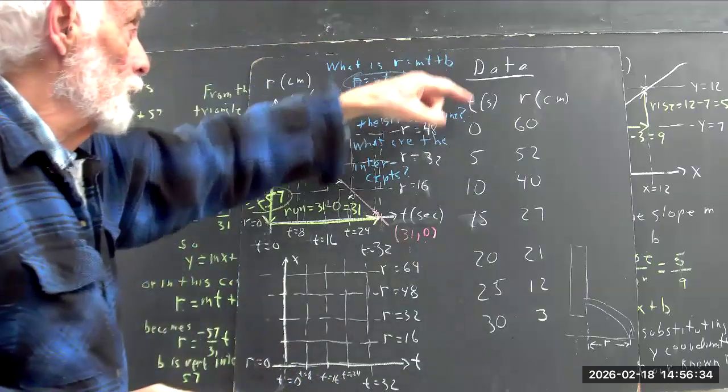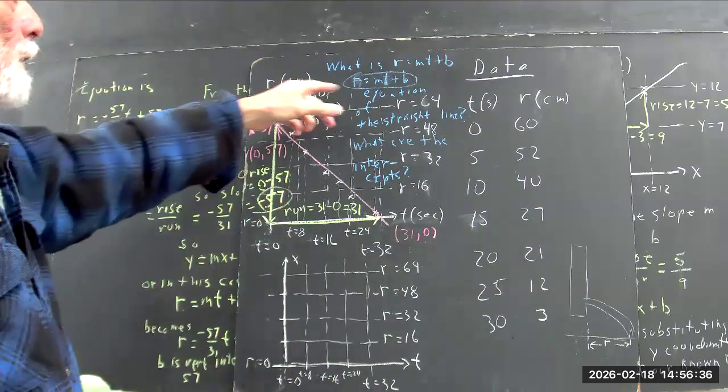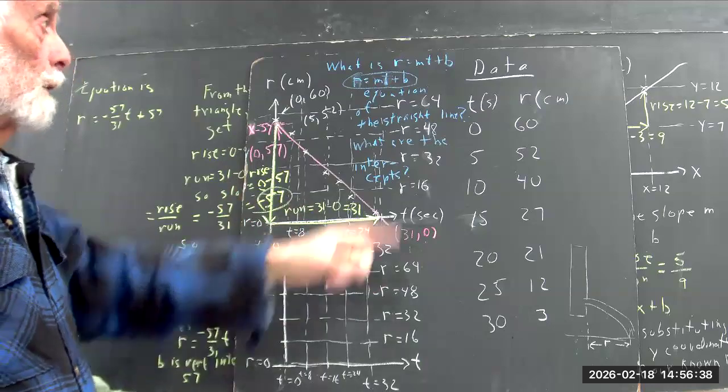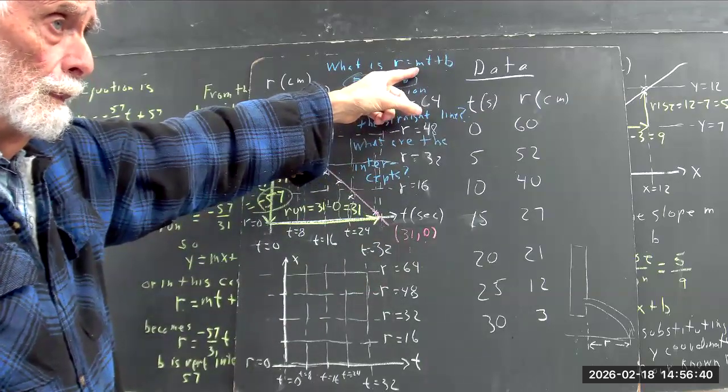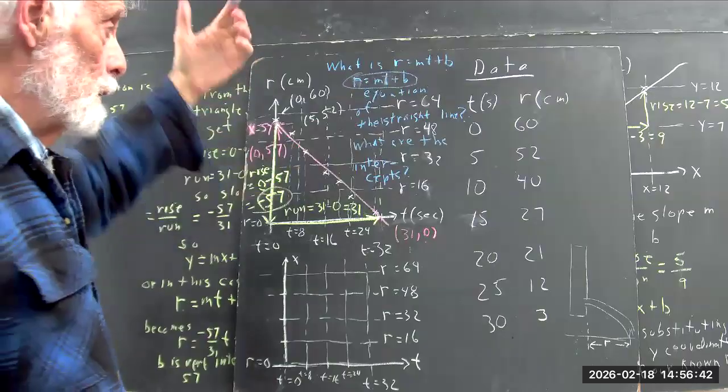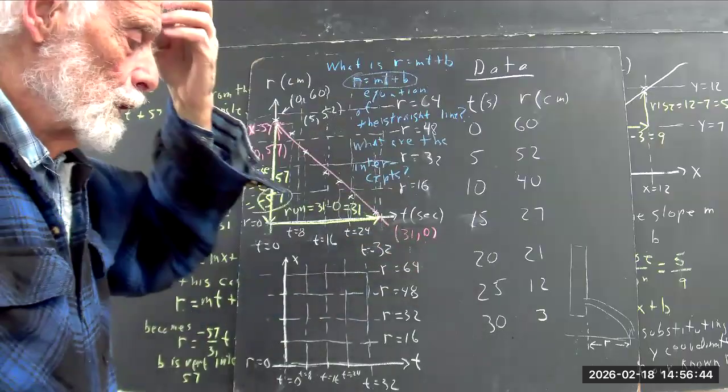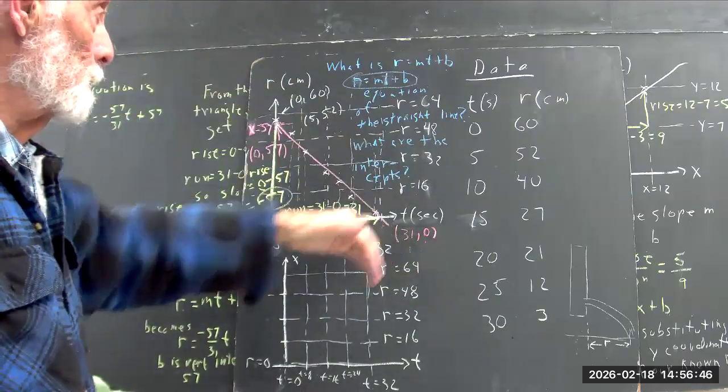Okay, r equals mt plus b. That's the equation we're trying to get. Now, what's the meaning of m? M is the slope. How do we get the slope of this line? Okay, we want the equation of the line.